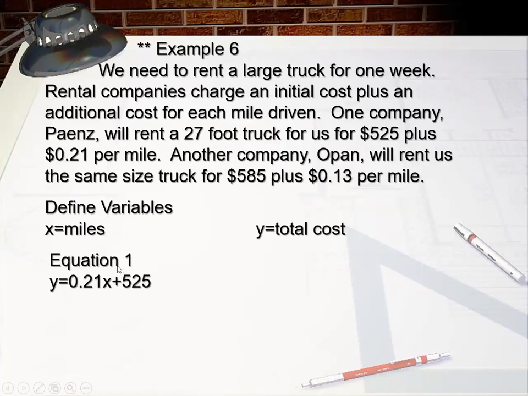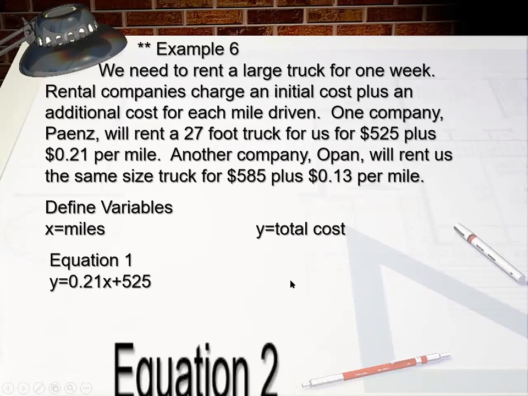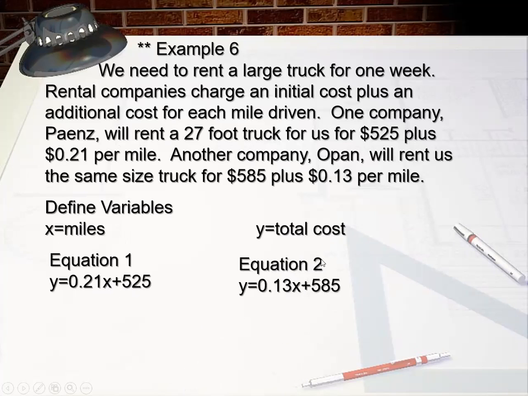Okay, so in our first example, it said 525 plus 21 cents a mile. So 525 plus 21 cents per mile, 0.21 times x. Okay, so that is our equation here. Same thing for the second company. And we find out they were 585 plus 13 cents per mile.